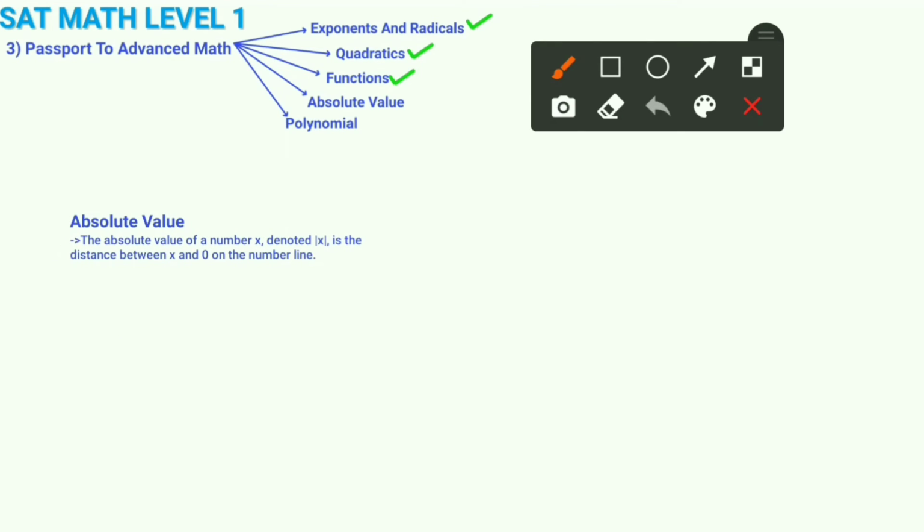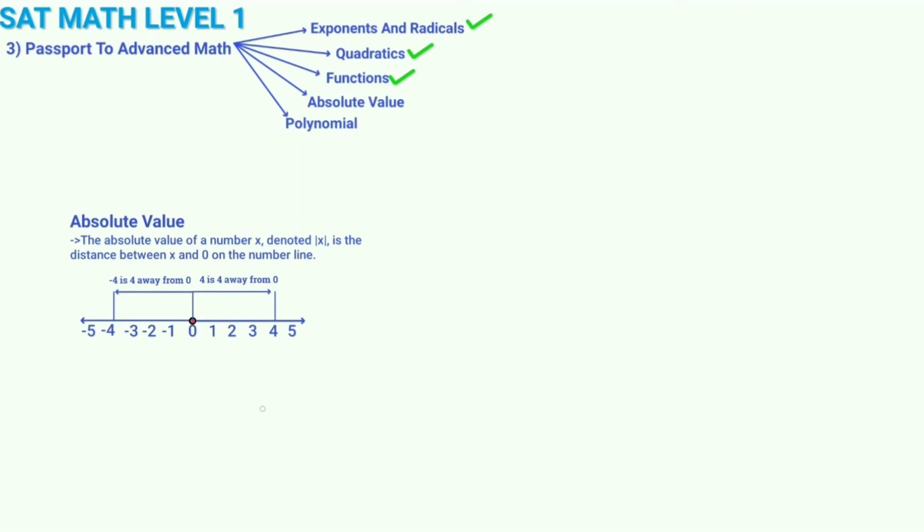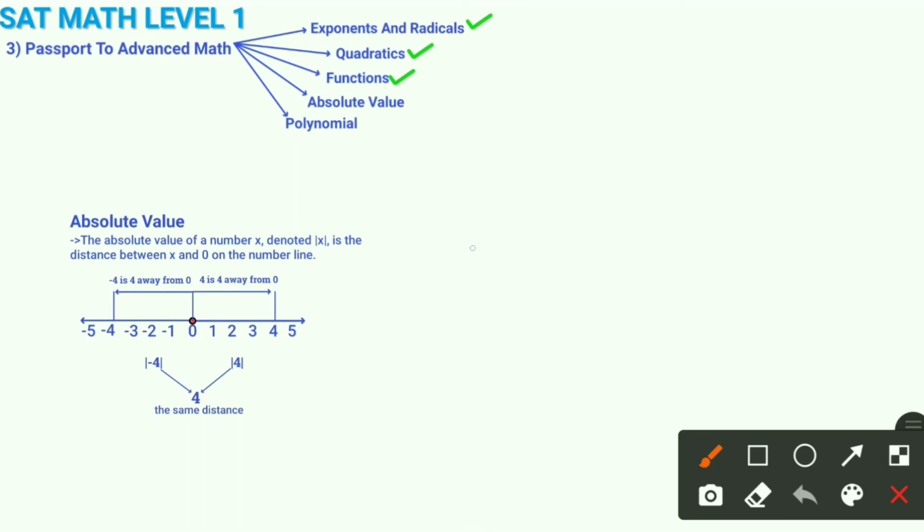Function is done. Absolute value. The absolute value of a number x, denoted by x between two lines, is the distance between x and 0 on the number line. Either this side or this side, it's the same distance. That's why we denote it this way.